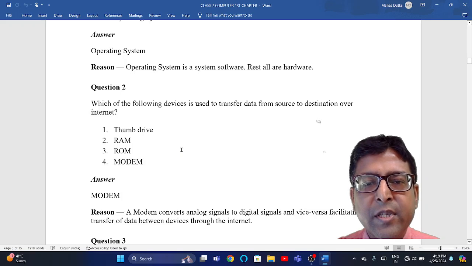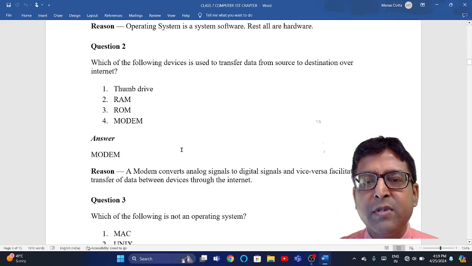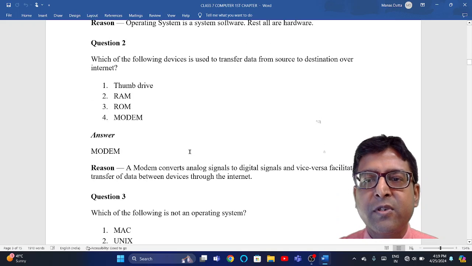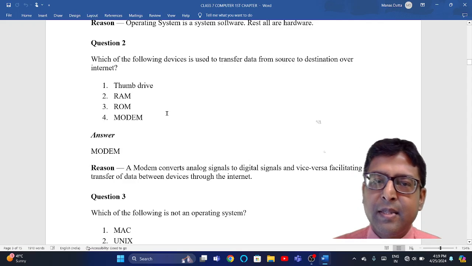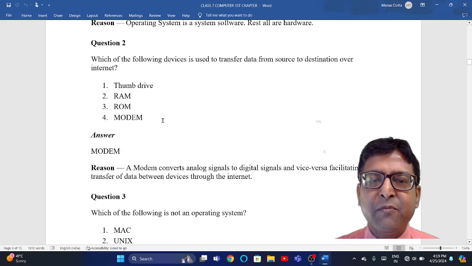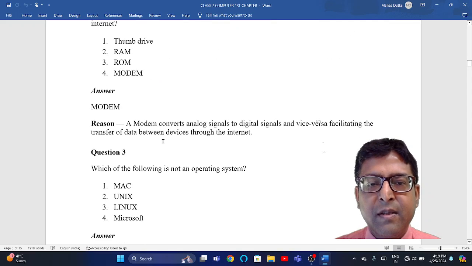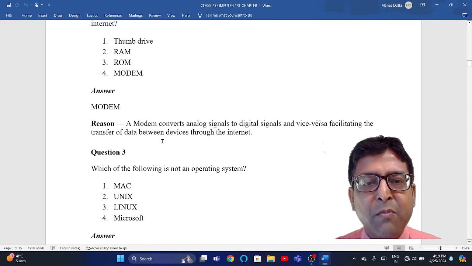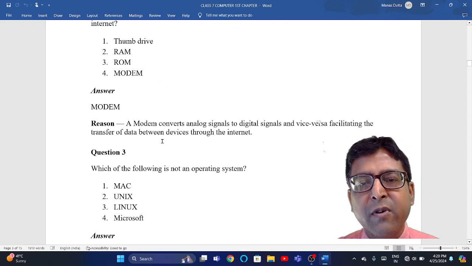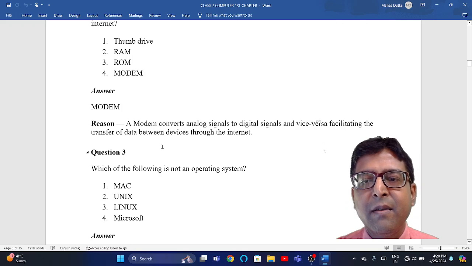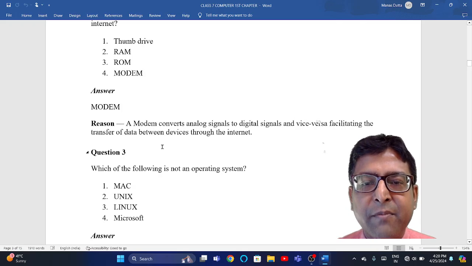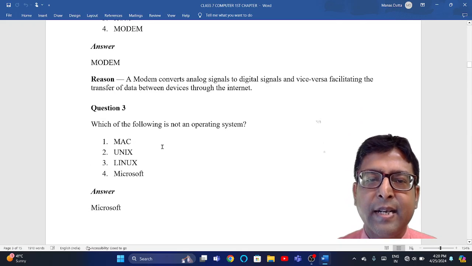Question 2, which of the following devices is used to transfer data from source to destination over internet? Options are thumb drive, RAM, ROM, modem. The answer will be option 4, modem, because a modem converts analog signal to digital signal and vice versa, facilitating the transfer of data between devices through the internet.